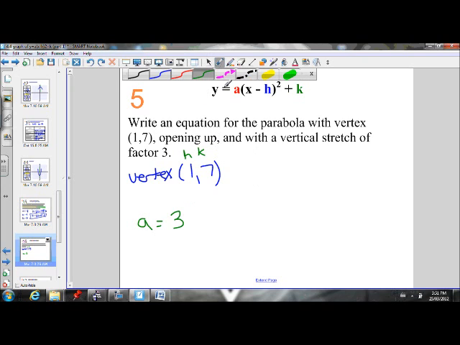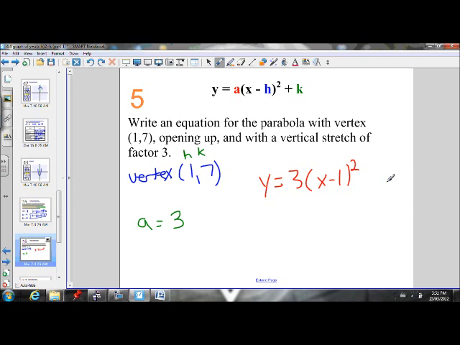If we sub all of that into the vertex form of a parabola, we sub in 3 for a, so we get 3. x minus 1 is our h value, and 7 is our k, so plus 7. There's the answer for that parabola.